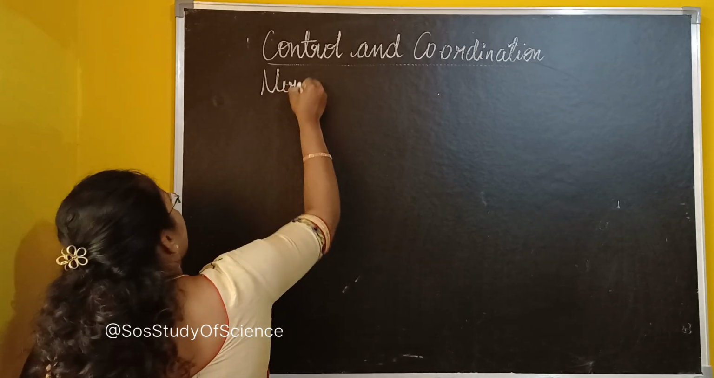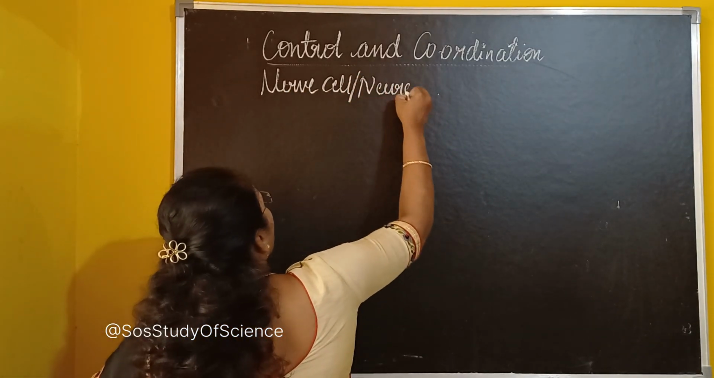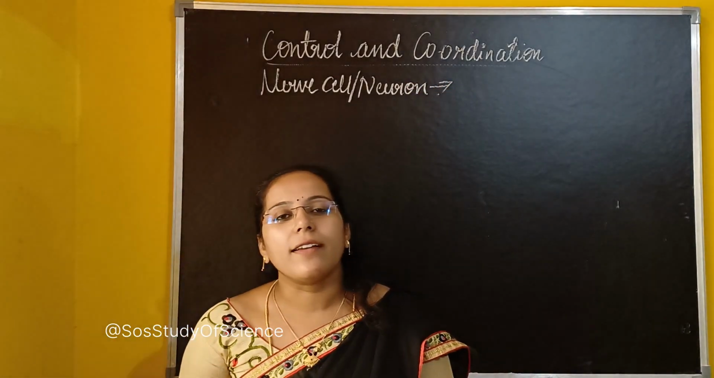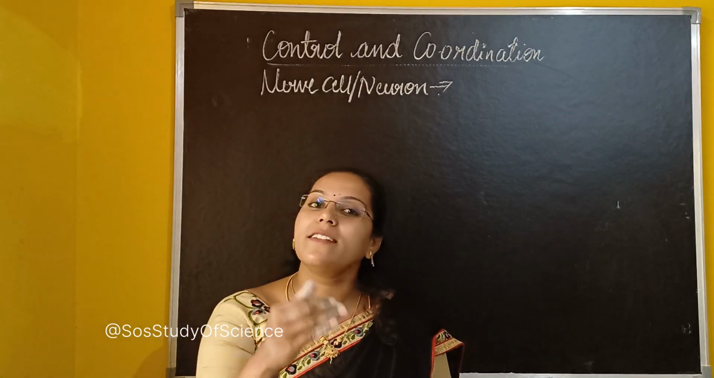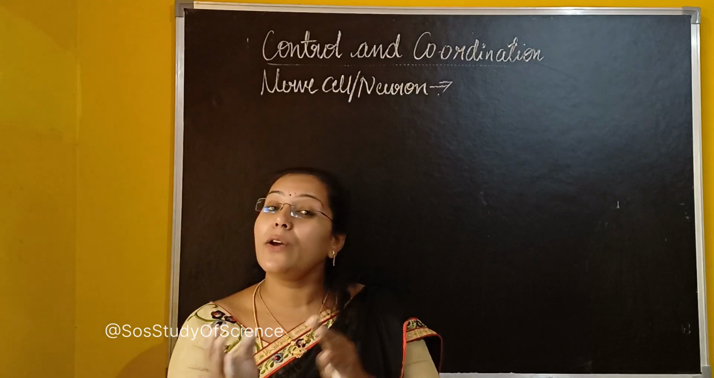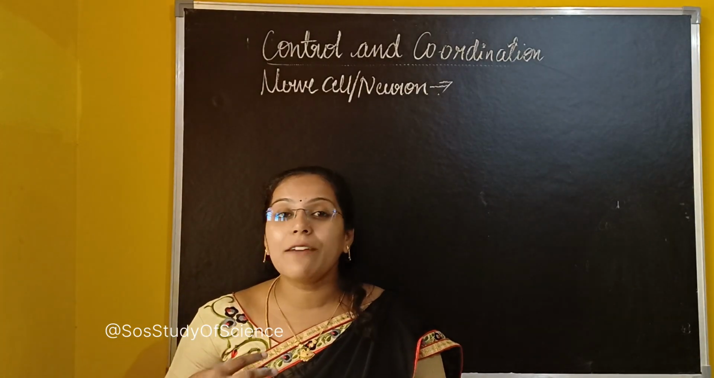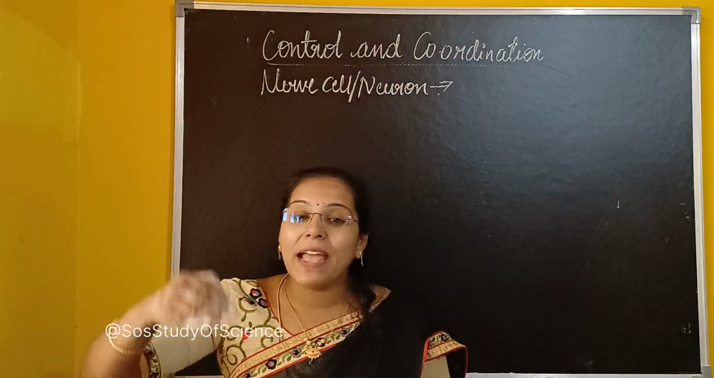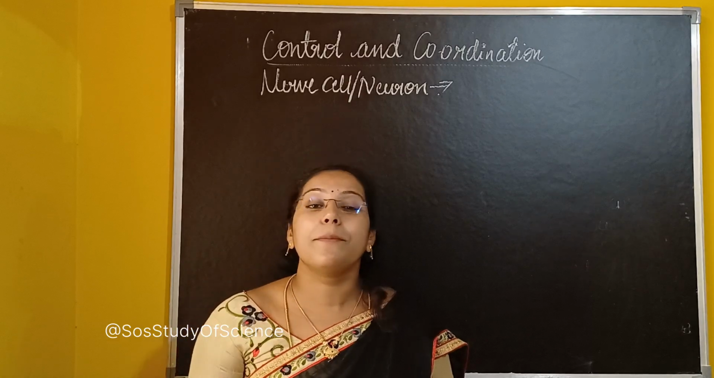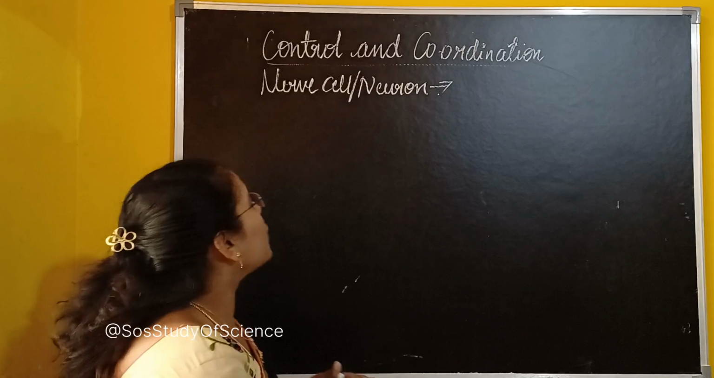So nerve cell is the next concept. Nerve cell can also be called a neuron. What is a neuron? Before getting into parts, you should know what a neuron is. Neuron is the basic structural and also the functional unit of the nervous system. We have cells in our body. What is a cell? It is the basic unit of life. Similarly, what is a nerve cell? Nerve cell is the basic unit of the nervous system. Clear, right? So that is what you have to understand.